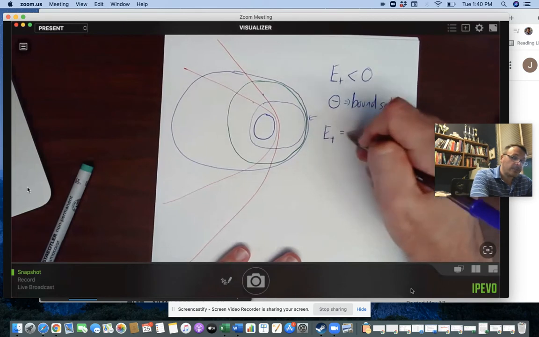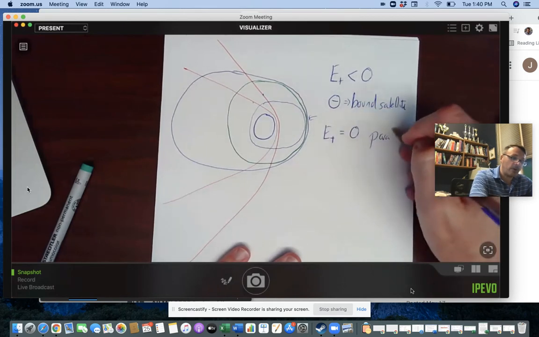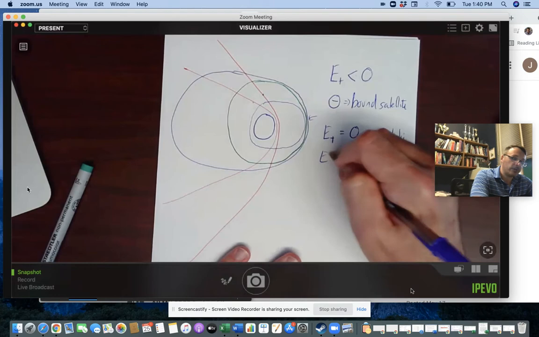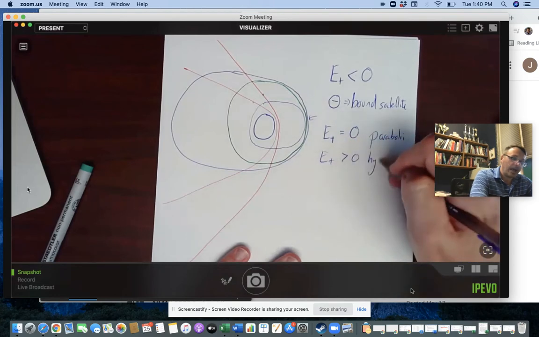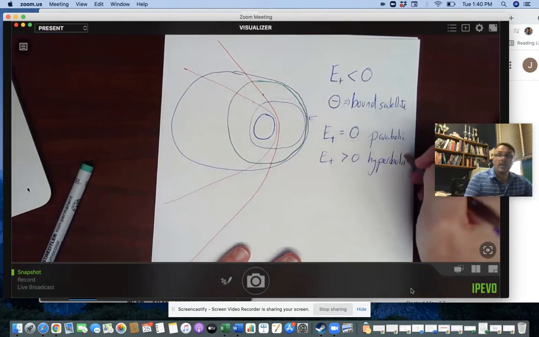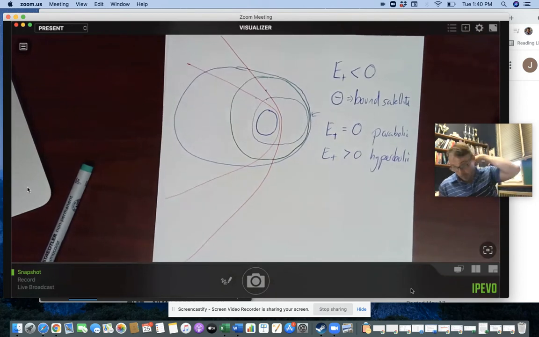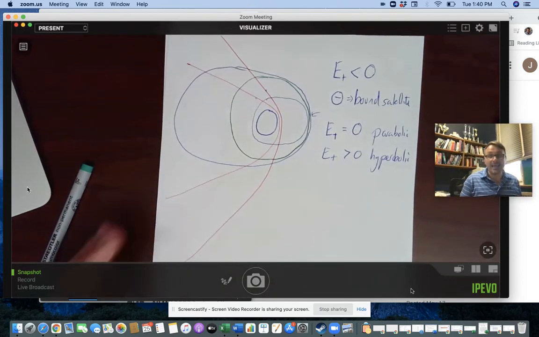The total energy is equal to 0 for an object in a parabolic orbit, and a total energy greater than 0 is for a hyperbolic orbit. Okay. Now, why is that important? Well, it's important because there's a problem that's called escape velocity.